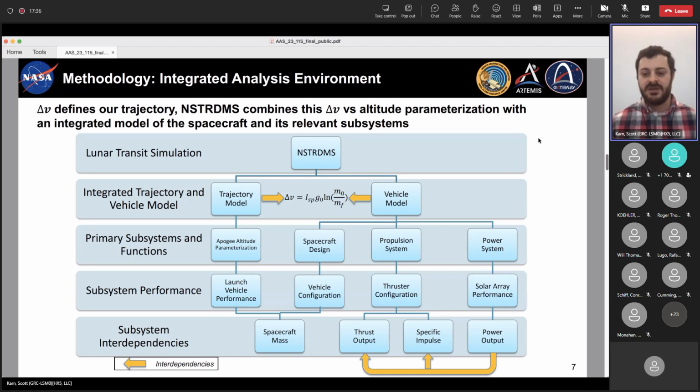So we have all these individual elements that have their own individual models. And by modeling all of those systems, the interdependencies between them, we can build up an integrated analysis environment around PPE. And that's really the basis of NSTRDMS. It's a system of systems or a model of models.